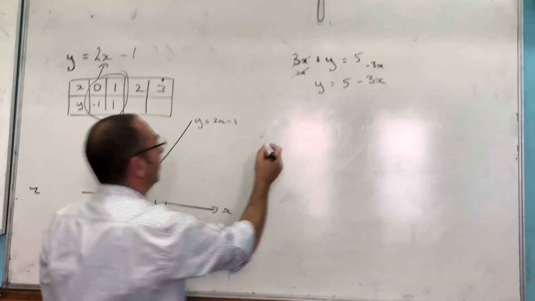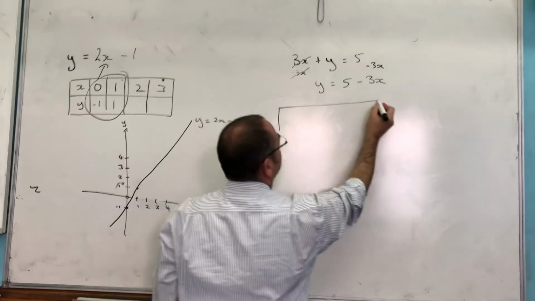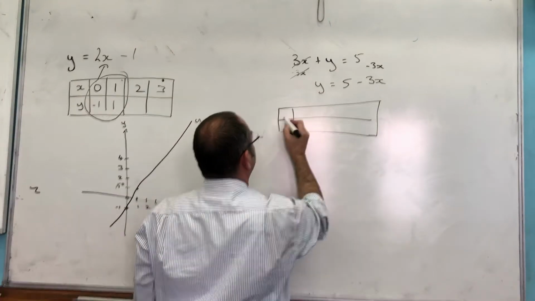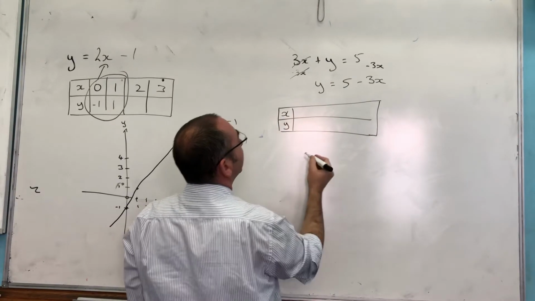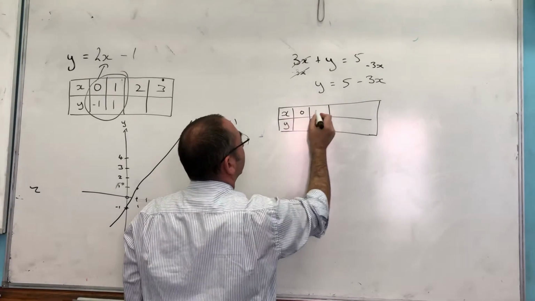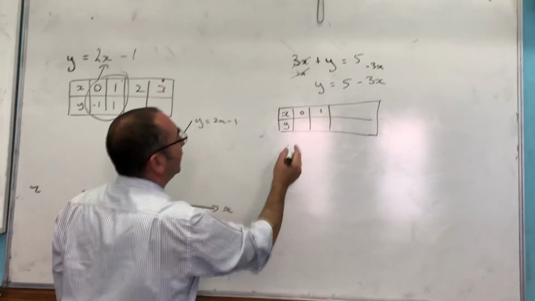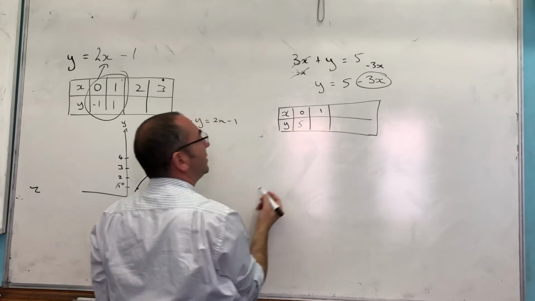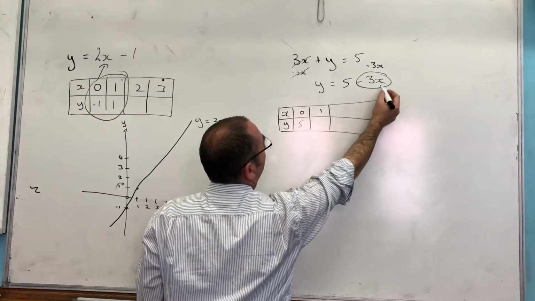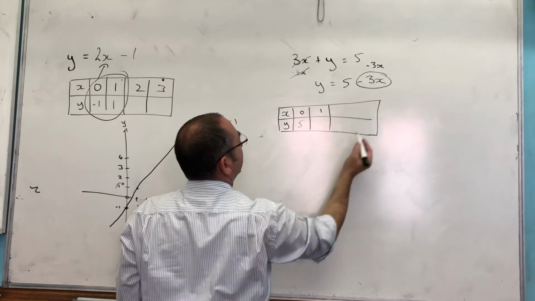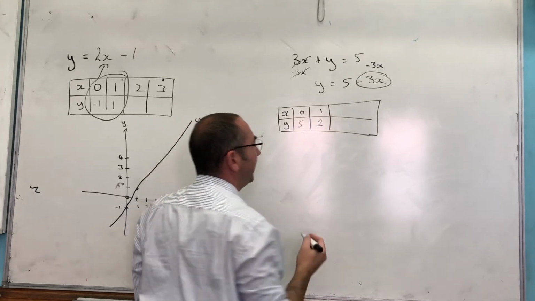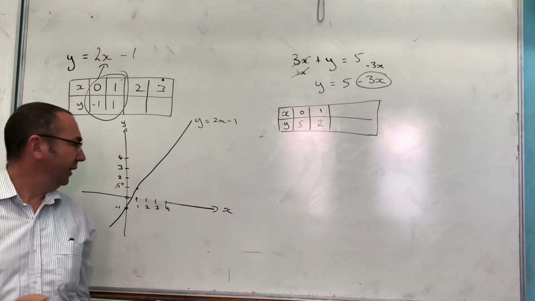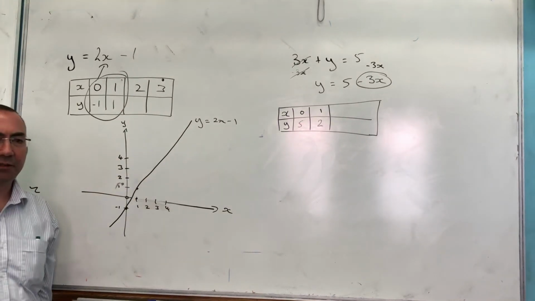Okay, so from there, it's the same process. You can use a table of x and y values. Use 0 and 1 if you like. When x equals 0, that term becomes 0, so y becomes 5. When x equals 1, that term becomes minus 3, so 5 minus 3 is 2, and there's your 2 points. And once you've got 2 points on your axes, you'll be able to graph it.